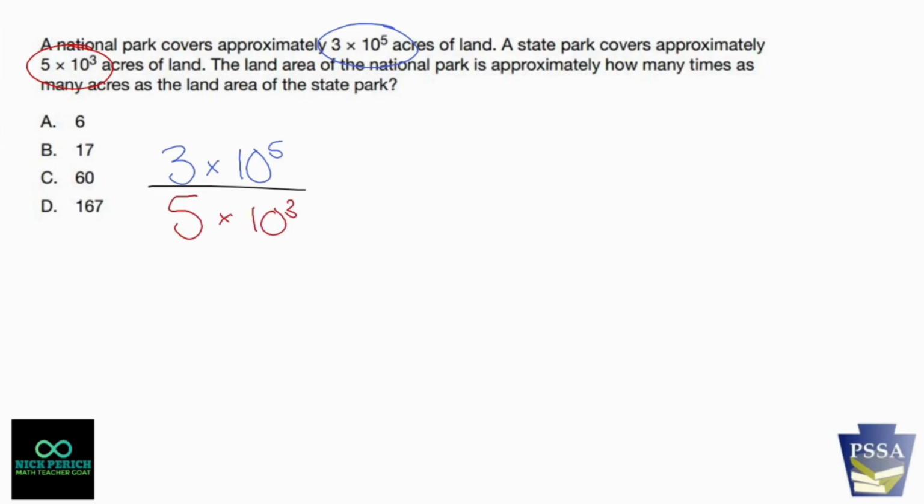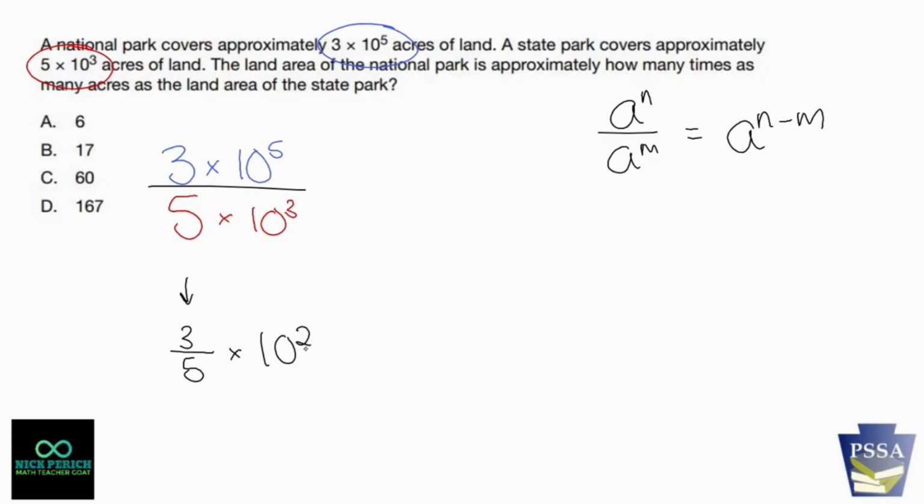Now, I'm going to look at these as two separate things. The 3 over 5 is just 3 over 5. There's not much I can do about that right there. 10 to the 5th over 10 to the 3rd, we have terms that are the same exact base, one living in the numerator, one living in the denominator. You may remember that if you have terms of the same base and you have one divided by the other, you subtract the exponents. So in this case, we're going to do 10 to the 5 minus 3, which is 10 squared.